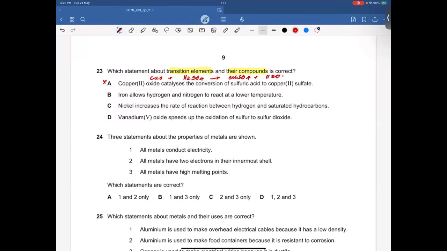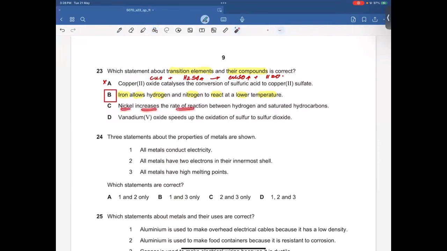Iron allows hydrogen and nitrogen to react at a lower temperature. That's right. Whenever hydrogen and nitrogen react together, iron is used as a catalyst. All right. So when a catalyst is used, we need low temperature. So I think B is going to be the right answer. But let me check option C.